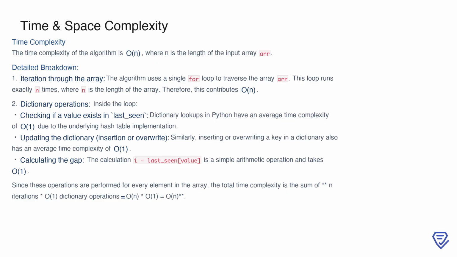Within the loop, dictionary operations play a crucial role. Checking if a value exists in the dictionary, updating it, or inserting new entries are all performed in constant time, O(1), thanks to Python's hash table implementation. Arithmetic operations, like calculating the gap between indices, are also O(1). When we combine these steps, the total time complexity is O(n) iterations multiplied by O(1) operations per iteration, which simplifies to O(n). This makes the algorithm highly efficient for large input arrays.